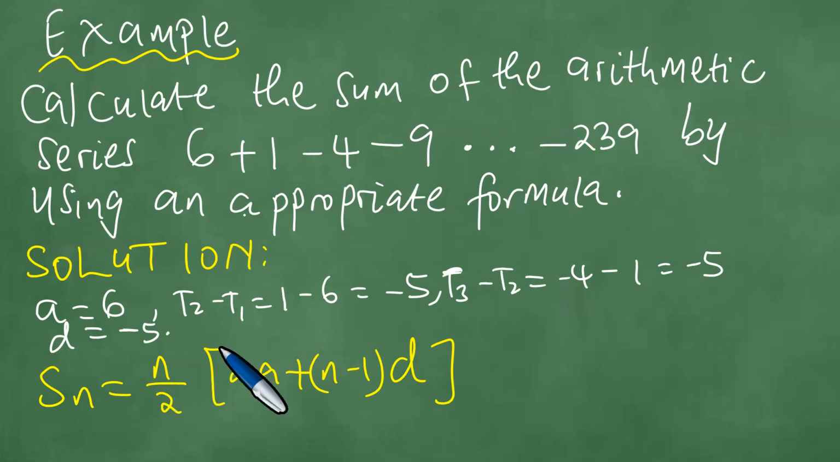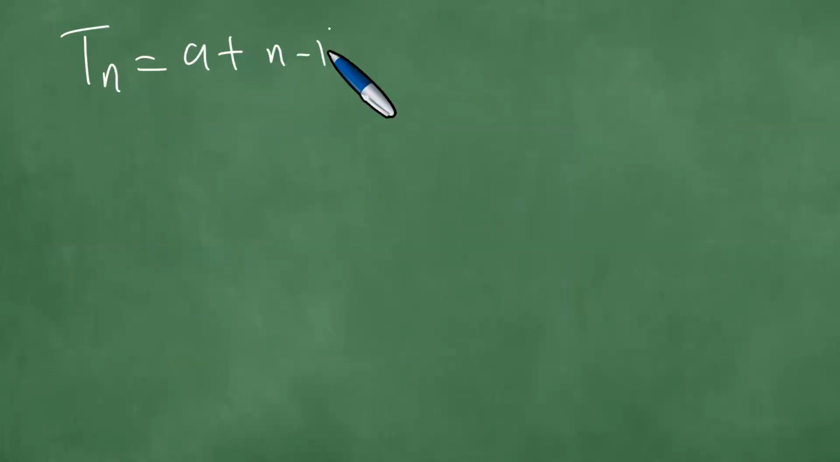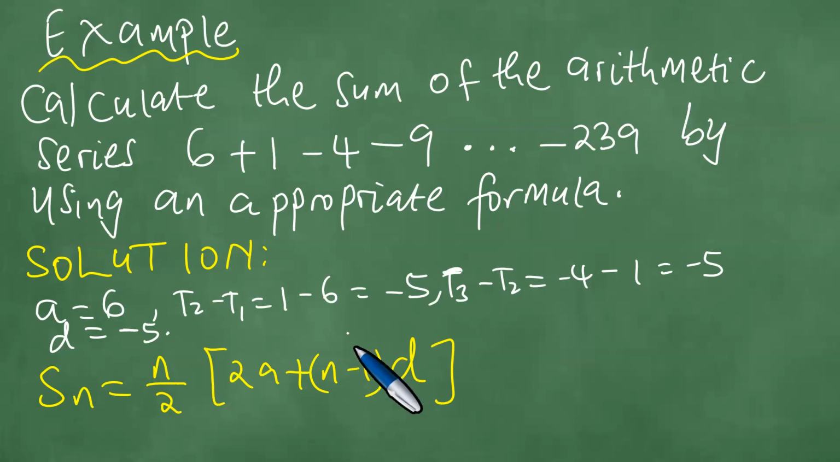To find the number of terms, we're going to use the Tn formula. Why are we using the Tn formula again? Because the question says you must find the sum, and this is the summation formula. In the summation formula, we know the common difference is minus 5 and the first term is 6, so we can substitute. To find the sum, we must know all the symbols here, but we don't know n, the number of terms. So to find the number of terms, use Tn.